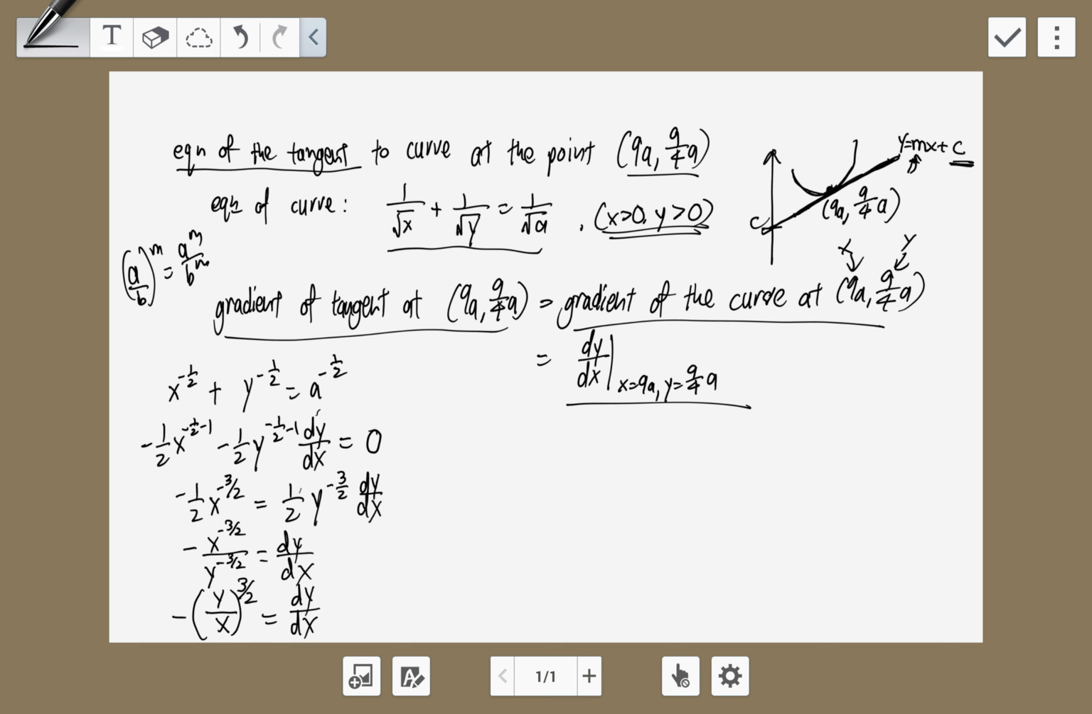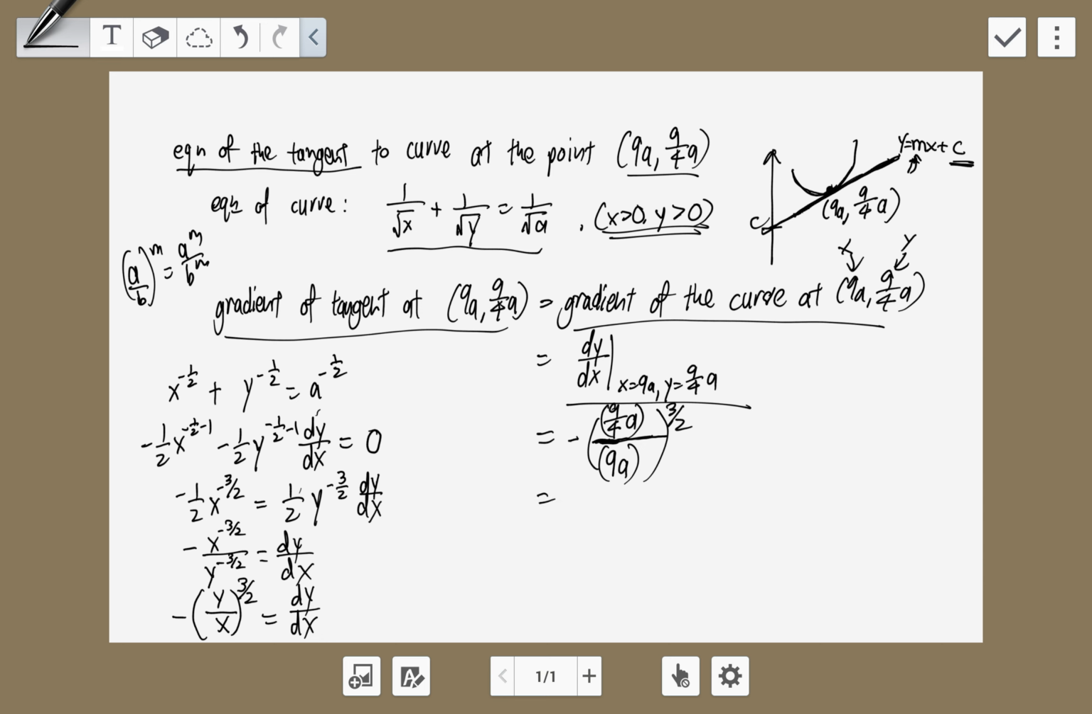But now if I want dy dx when x equals 9a and y equals 9 over 4a, I just substitute 9a inside for my x. So this one becomes minus, 9a at the denominator, and the numerator will be y, so 9 over 4a over here. So this line has to be longer to indicate that it's actually this thing divided by this thing. Then the power of 3 over 2.